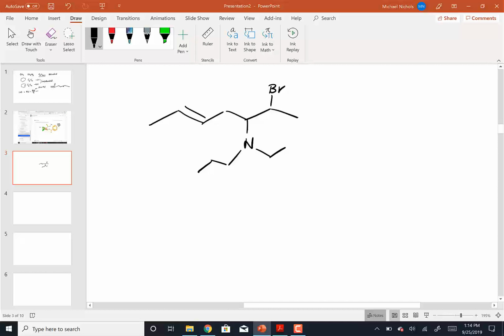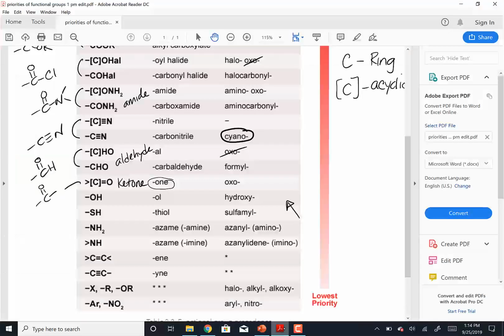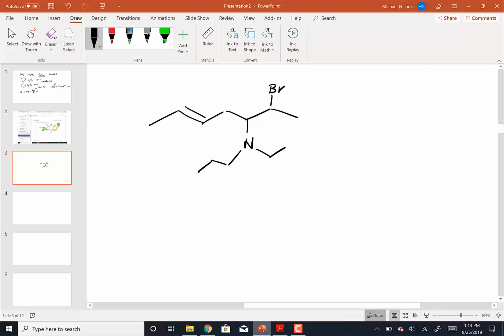Let's see, where's my functional group list? Just to keep things regular, let's put a triple bond in there. Okay.